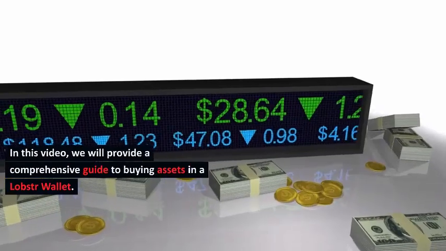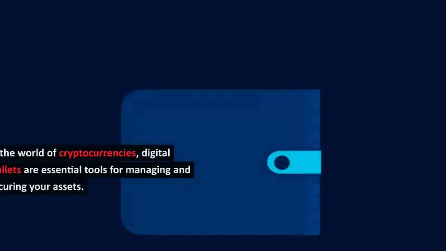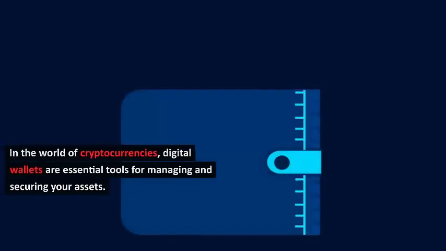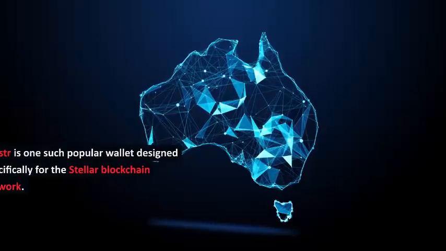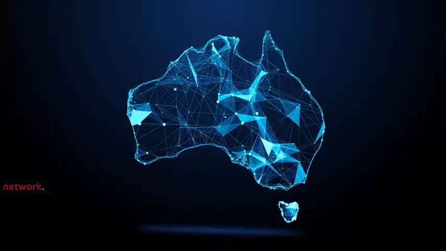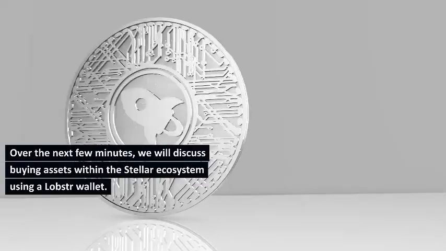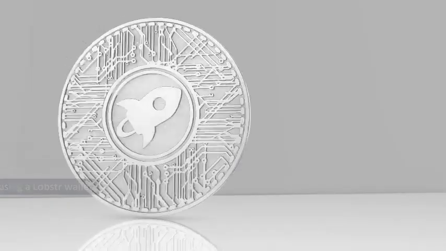In this video, we will provide a comprehensive guide to buying assets in a Lobstr wallet. In the world of cryptocurrencies, digital wallets are essential tools for managing and securing your assets. Lobstr is one such popular wallet, designed specifically for the Stellar blockchain network. Over the next few minutes, we will discuss buying assets within the Stellar ecosystem using a Lobstr wallet.